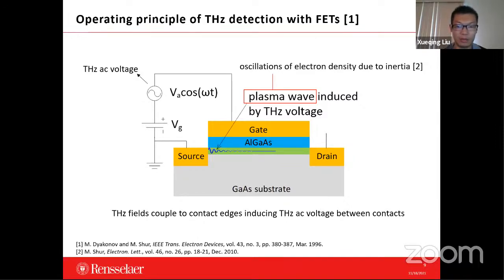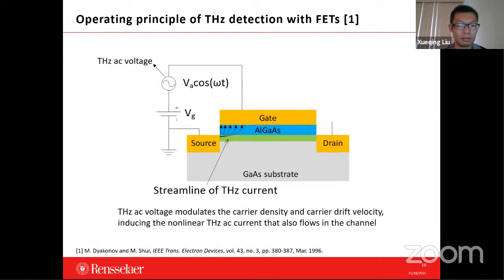With the asymmetric boundary conditions, the plasma wave excited by this terahertz radiation could propagate from the source side of the channel to the drain side. Depending on the size, the plasma wave could either decay or reach the drain side. And the terahertz AC voltage could modulate both the carrier density and the carrier drift velocity. And this will induce the nonlinear terahertz AC current in the channel.